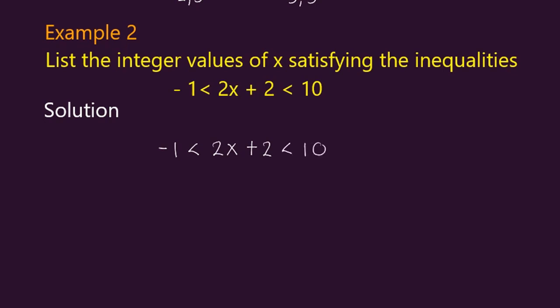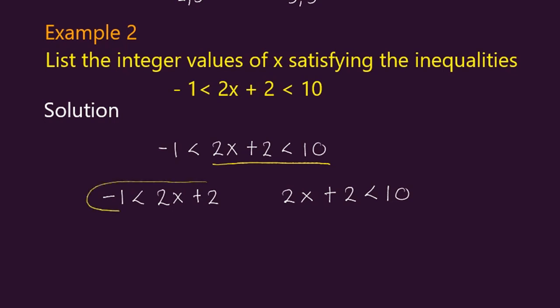The first one is -1 is less than 2x plus 2, and I'll write it down. The other one is 2x plus 2 is less than 10, and I'll write it down again. So we now have two inequalities that have to be solved. What I want you to do is participate. I want you to work out these two inequalities. Let's start with the first one right here.